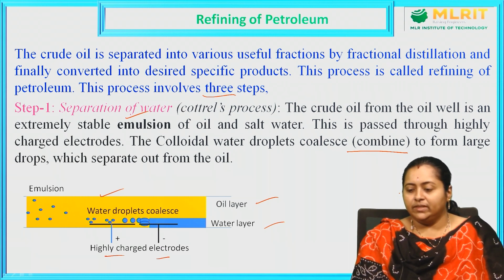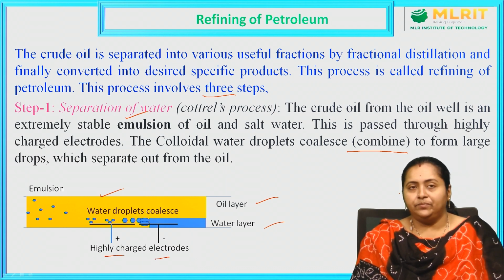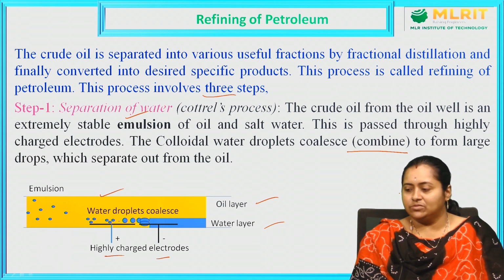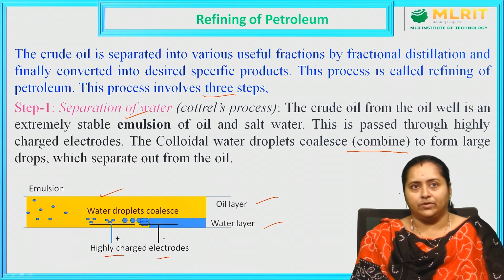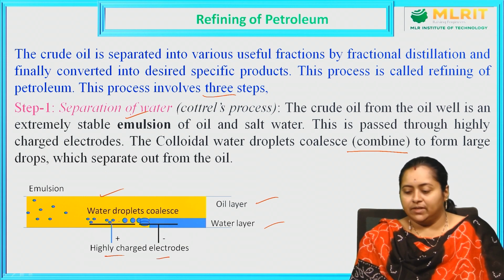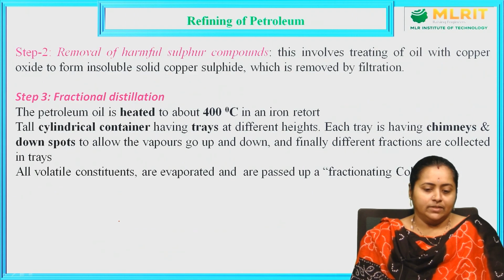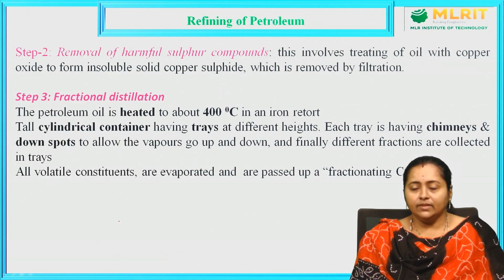For removing that salt water content from the crude oil, it is allowed to pass between two highly charged electrodes. As a result, because of density variation, water droplets combine, or we call it coalesce, to form bulk or large water droplets. So that we can expect two different layers, which can be easily separated with the help of a separating funnel. So this is what is happening in the case of step 1.